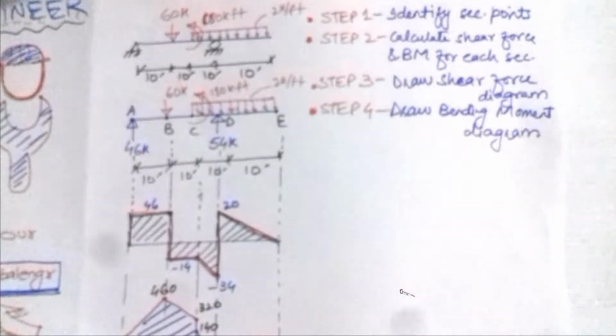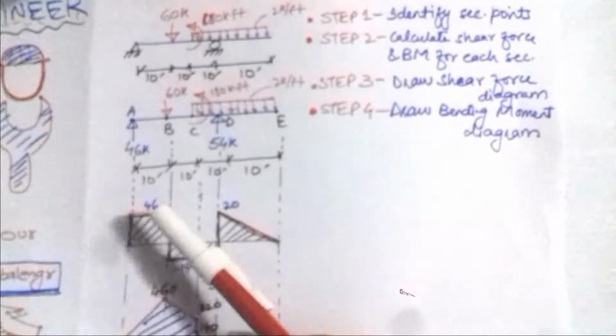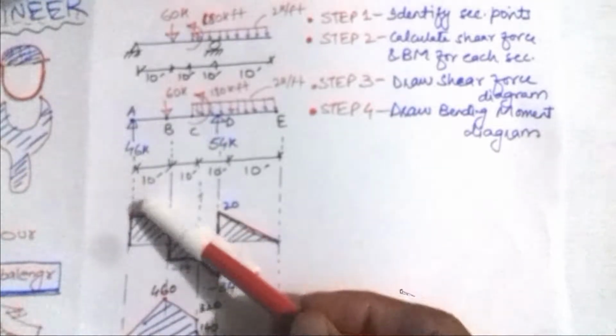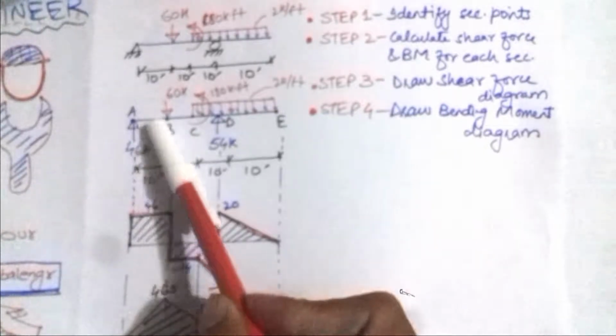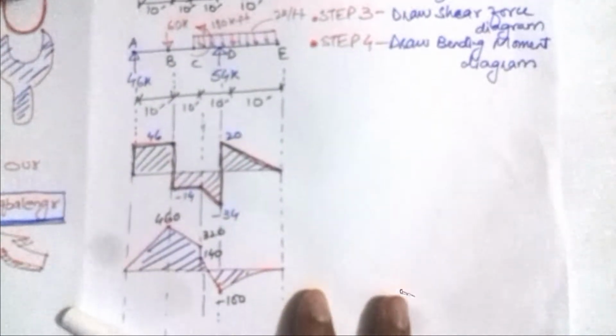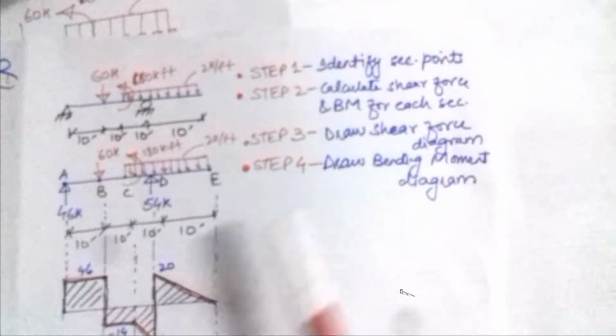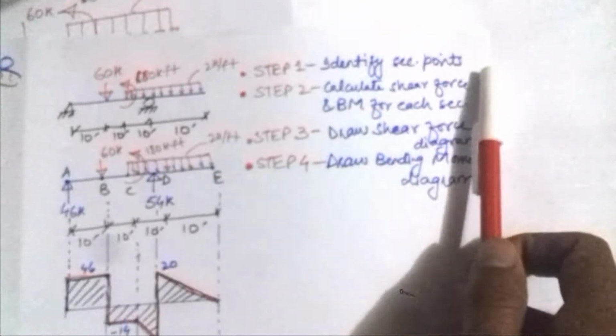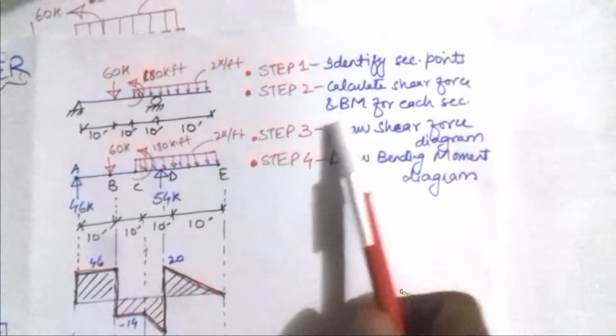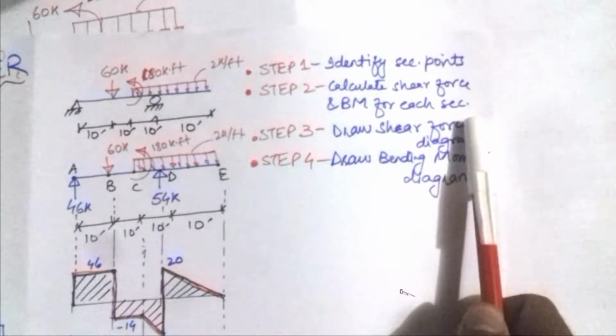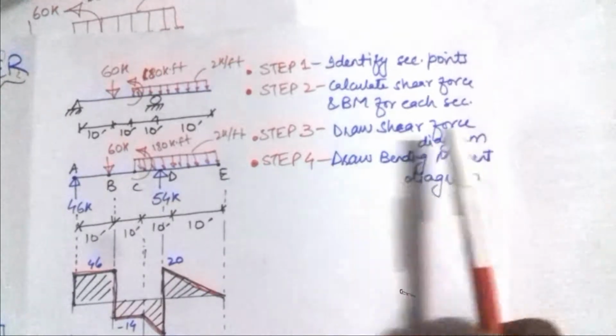Basically, after identification we will cut the section, and we will calculate the shear force within that section with respect to the distance. After finding those equations, we can draw them in terms of ordinates of shear force and bending moment, like it is drawn here. So these are the simple 4 steps. First is to identify the section points as explained, then calculate the shear force and bending moment equation for each section corresponding to the length of the member, and then draw the shear force diagram and then draw the bending moment diagram.